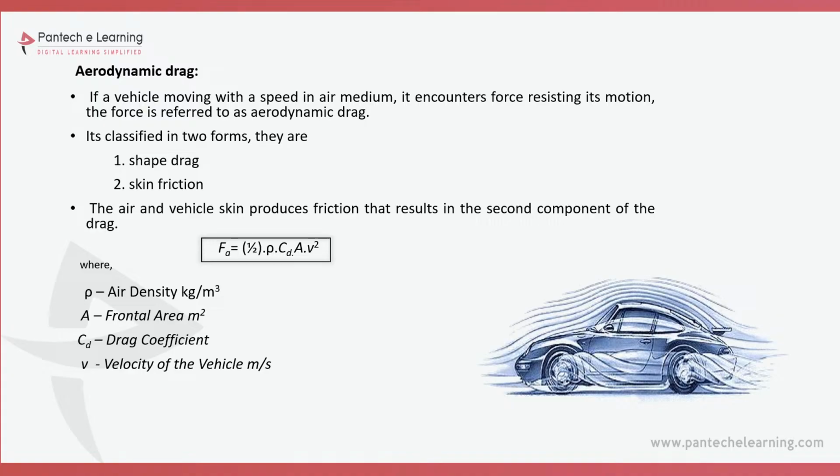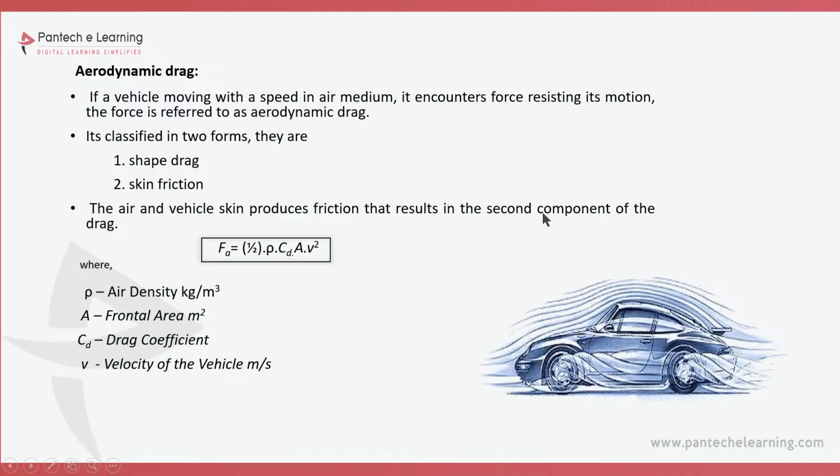It is classified into two forms: one is shape drag, another one is skin friction. Shape drag is nothing but the car shape. When the car moves in the air medium, it creates high pressure at the front, and the high pressure air flows toward the back, where there is low pressure. So the shape drag depends on the slope of the car shape. The shape drag is completed, and then the air on the vehicle skin produces friction.